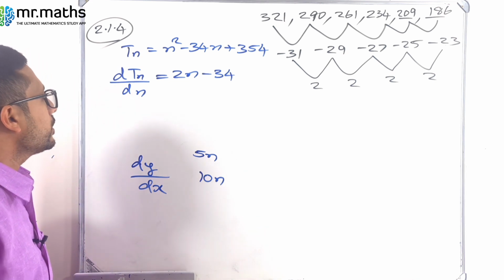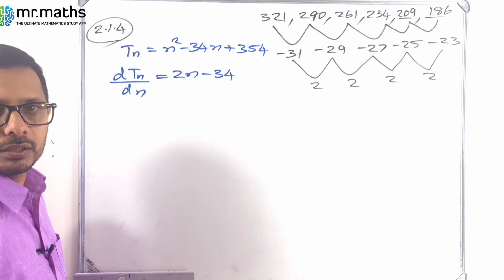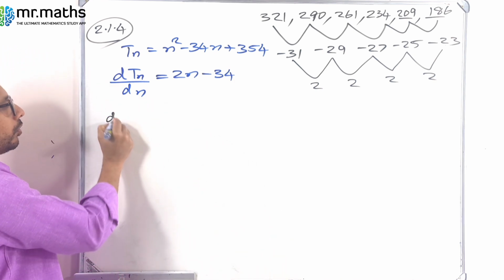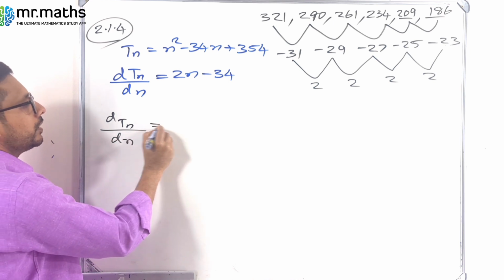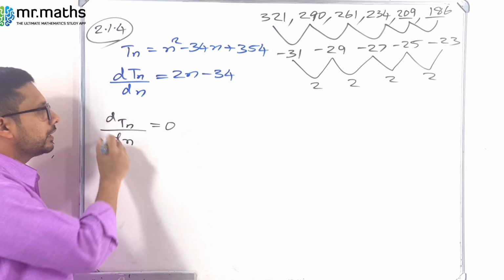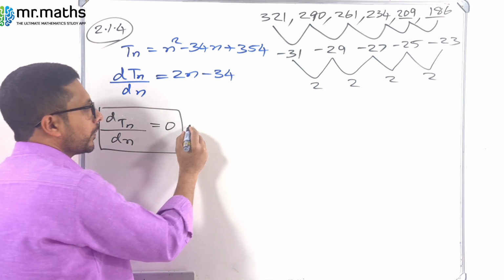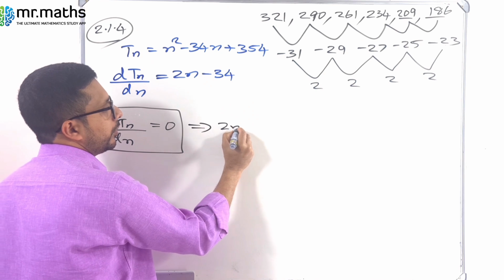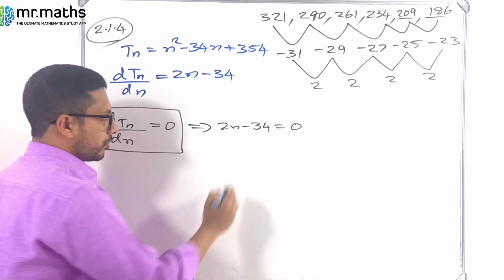Okay, and least value means the first derivative is equal to 0. So derivative of Tn in terms of n is equal to 0. Why we are writing like this? Because that is a condition to find the least. Okay, so it implies that what is the first derivative here? 2n minus 34, and that one is equal to 0.